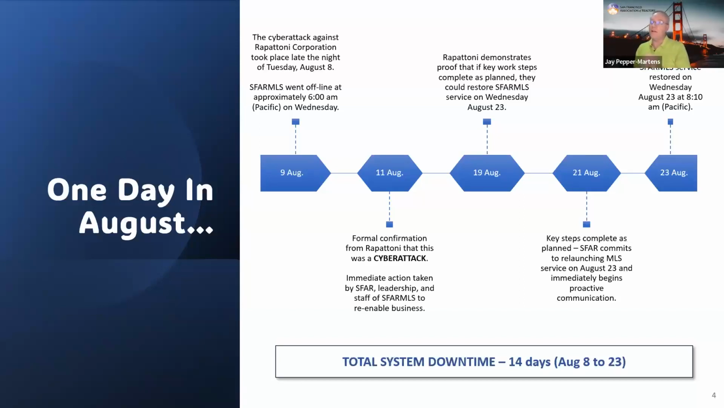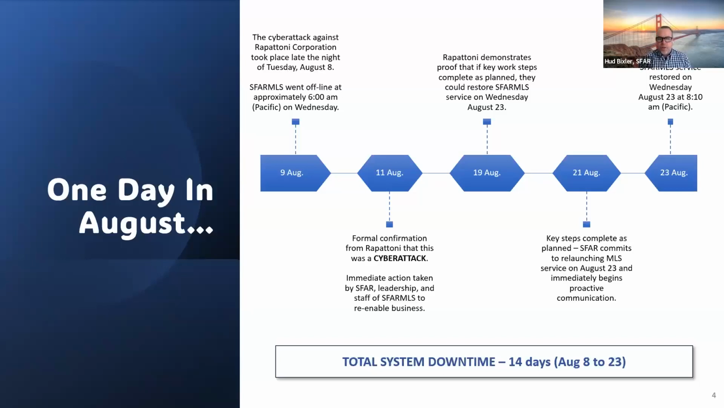So it was late on the 10th, early on the 11th, when we were finally able to start communicating to members. But as you say, Rapattoni wasn't able to give us a lot of the detail to share. That's right. We could only share what we knew, and what we knew is that we were offline, and that maybe we would be up after the weekend, but there was no guarantee, and we wouldn't know for sure for days.